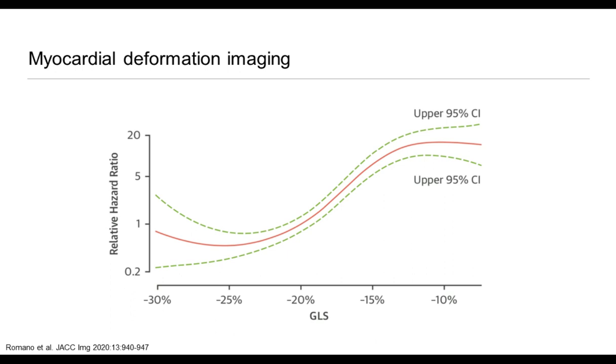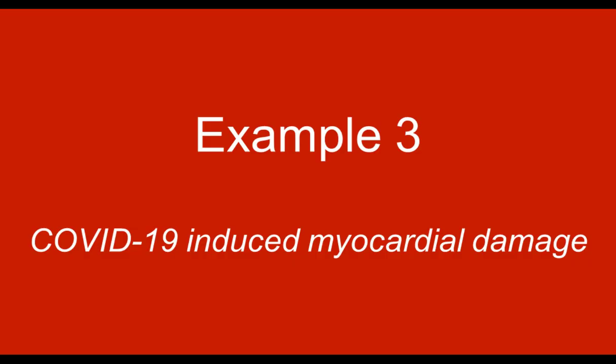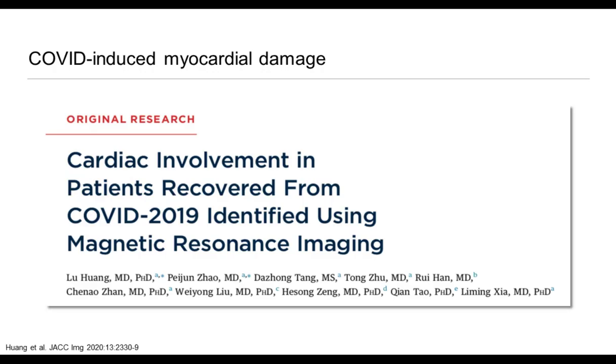The third example I want to show you is particularly relevant in the current era, and this is the abnormalities that we can see in patients who have or had COVID-19 disease. So this has also been studied intensely in the literature, but I'm just going to pick out this paper right here that was also recently published. And it looked at cardiac involvement in patients recovered from COVID-19, which were assessed with cardiac MR imaging.